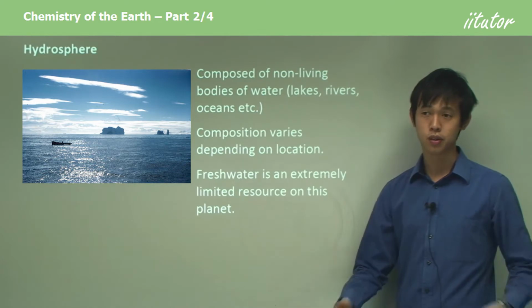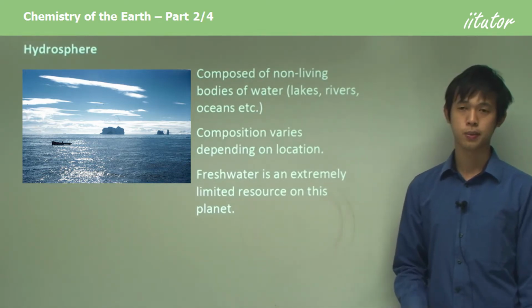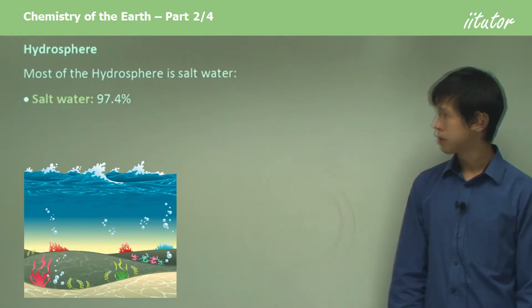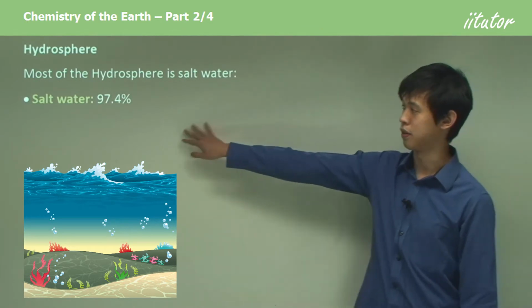Fresh water, so no salt in the water, is an extremely limited resource, particularly on this planet where we have mostly salt water. Most of the hydrosphere is salt water because of the ocean, so it's about 97.4% salt water.